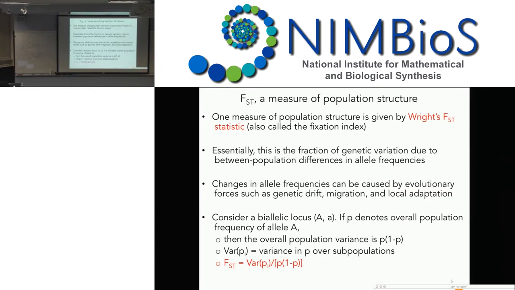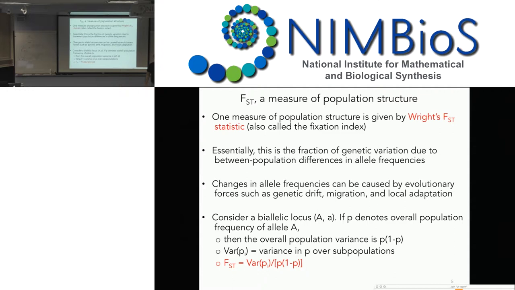If I pool everyone together, the frequency of P is 0.4. What I then want to do, so the overall variance is P1 minus P. Then I want to compute the variance of P over subpopulations. So what does that mean? I've got a value of P here, a value of P there. I compute a between population difference in P.